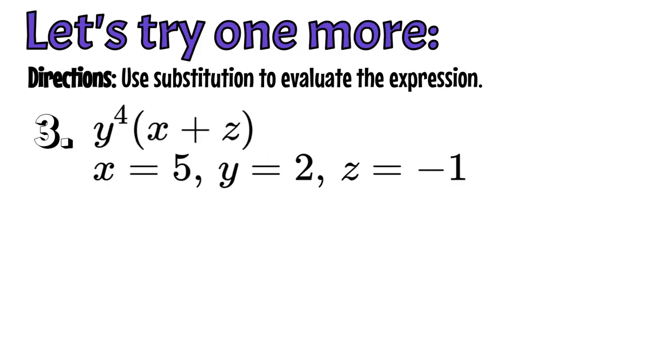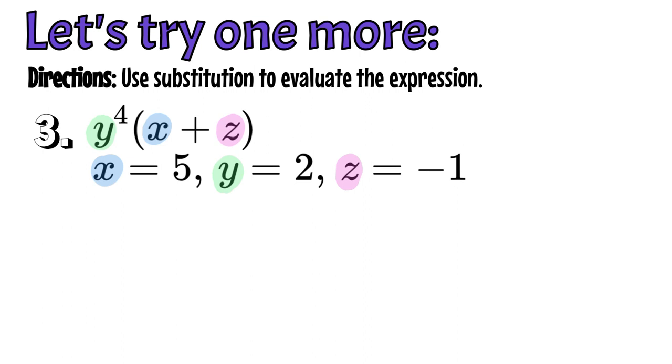Let's try another one together. In this example, we have y to the 4th power times the quantity x plus z, where we have x equaling 5. So anywhere we see an x, we're going to plug in 5. We have y equals 2. So anywhere we see a y, we're going to plug in 2. And z is equal to -1. So wherever we see a z, we're going to plug in -1. So let's go ahead and substitute our values in and rewrite the expression.